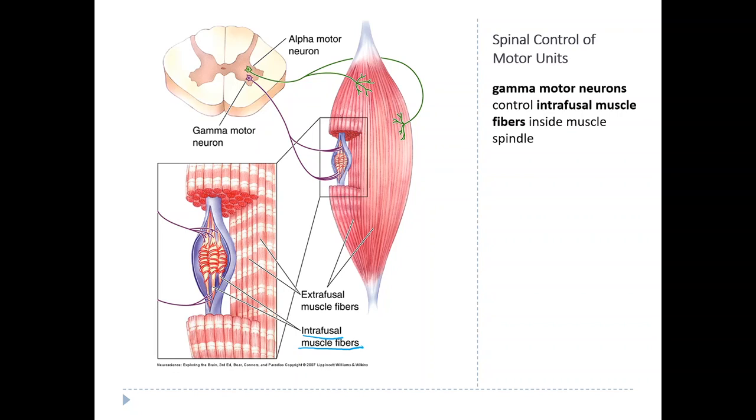The other difference is that, unlike the extrafusal muscle fibers, they are not controlled by alpha motor neurons. Instead, they're controlled by a subset of motor neurons called gamma motor neurons. The cell bodies of the gamma motor neurons and alpha motor neurons are both in the ventral horn of the spinal cord. But the alpha motor neurons synapse with the extrafusal fibers, and the gamma motor neurons synapse with the intrafusal fibers. Otherwise, they do the same thing. When the gamma motor neurons are activated, they cause the intrafusal muscle fibers to contract. So why would you want there to be a separate set of muscle fibers inside the spindle that causes contraction?